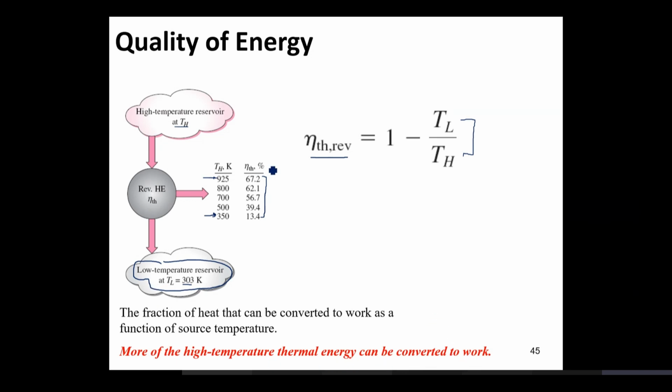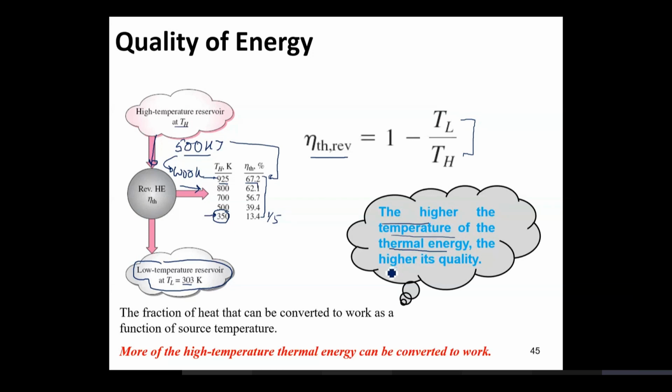If 500 kilojoules of heat is provided to this reversible heat engine at 925 Kelvin, more than 50% of this energy would be converted into work. But if the same energy is coming from a reservoir which is at 350 Kelvin, it would be less than one fifth of this energy that would be converted into work. The higher the temperature of the thermal energy, the higher is its quality, and more of the work it can generate for you. Is this clear to you?